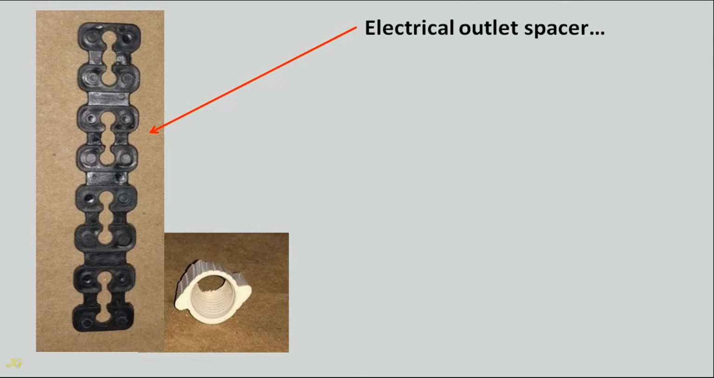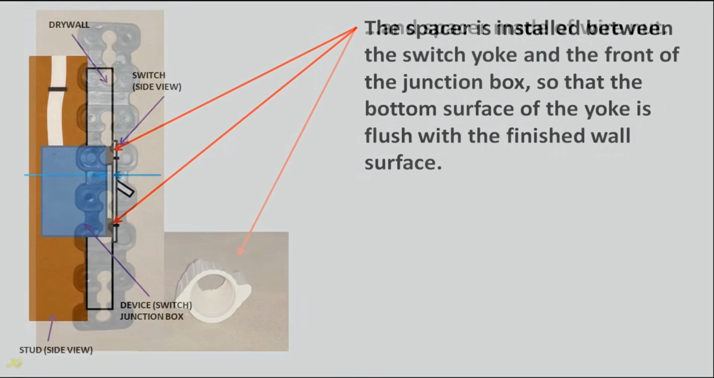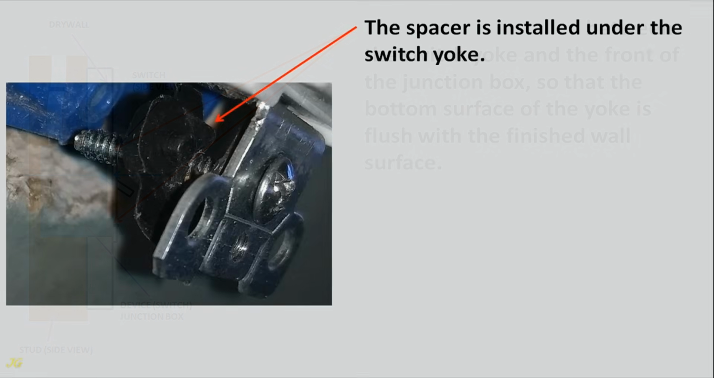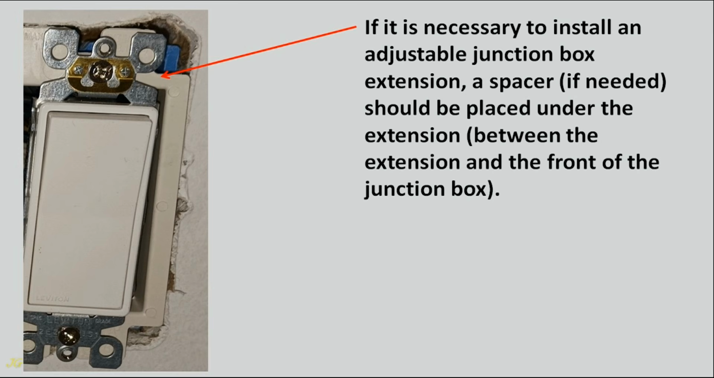Electrical outlet spacer and spacer made of wire nut. The spacer is installed between the switch yoke and the front of the junction box, so that the bottom surface of the yoke is flush with the finished wall surface. The spacer is installed under the switch yoke. If it is necessary to install an adjustable junction box extension, a spacer, if needed, should be placed under the extension, between the extension and the front of the junction box.